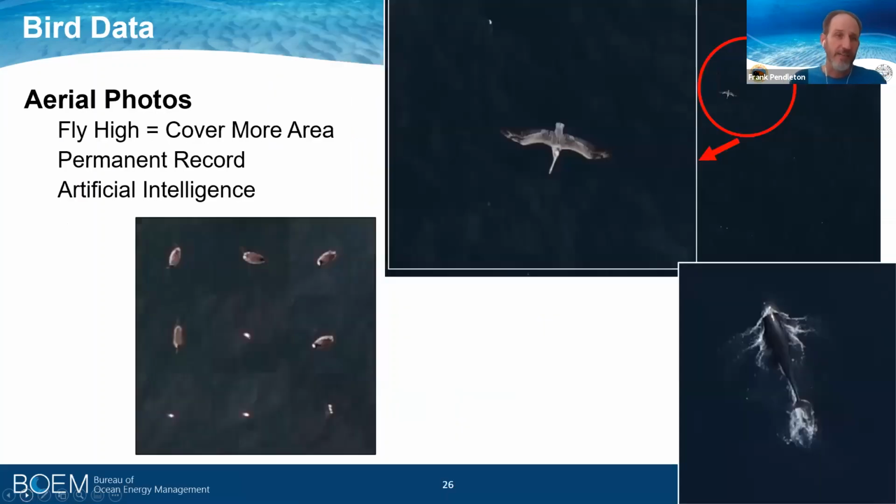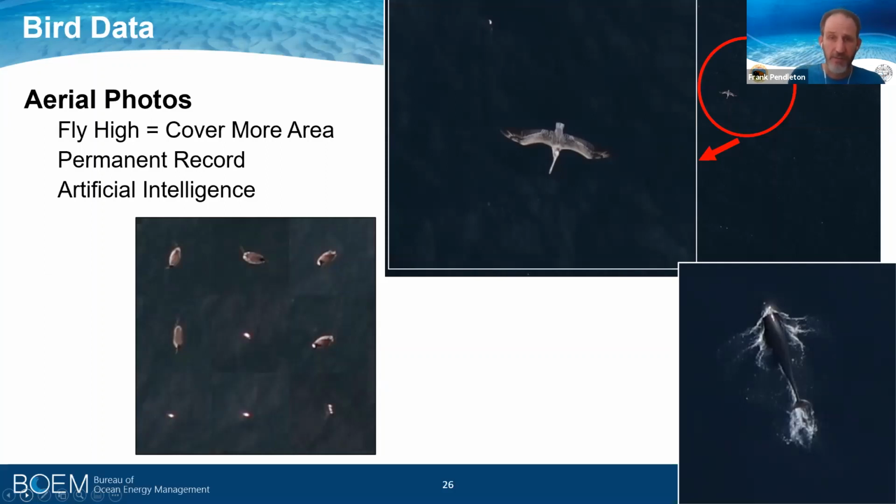Now, another way to actually get the data is aerial photos. This is a bit newer, and it's going on now down in Southern California. What this allows is a plane to fly really high and take pictures, which allows us to have a permanent record of what was seen. And then we can use artificial intelligence to help with the ID process. In the top picture, you see the red circle, it's a pelican inside there. And then you can zoom in a bit closer and get, okay, we could ID this bird to species.